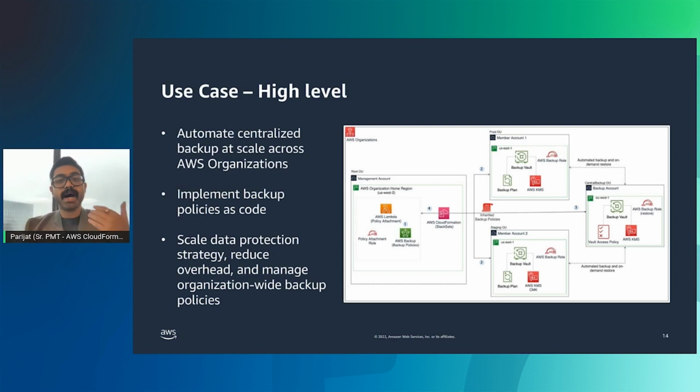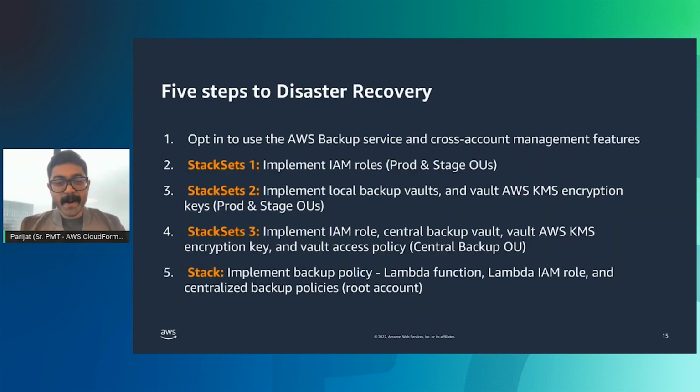But that's the big picture. The high level of what we're trying to really achieve today is to automate a centralized backup at scale across an AWS organization. And we're trying to implement backup policy as code. With the end goal obviously being to scale data protection strategy, reduce any sort of overhead, and manage organization-wide backup policies. And we will see how effective CloudFormation is and how simple it is to set up something as complex as disaster recovery with a few simple steps.